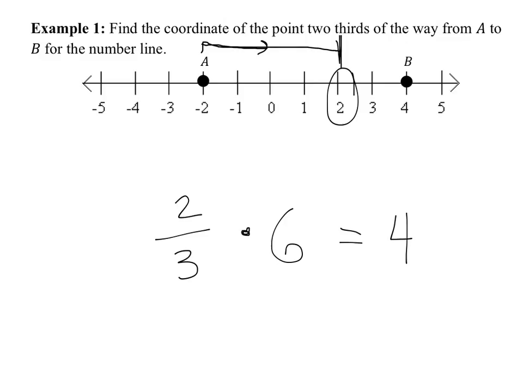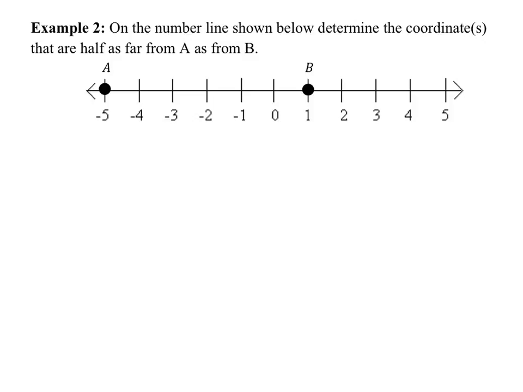All right, the next one is a little more tricky. So I will tell you now that just guessing and checking won't really help you too much. On a number line shown below, determine the coordinate or coordinates, that's what that S means, right? Either one or more coordinates, that are half as far from A as they are from B.